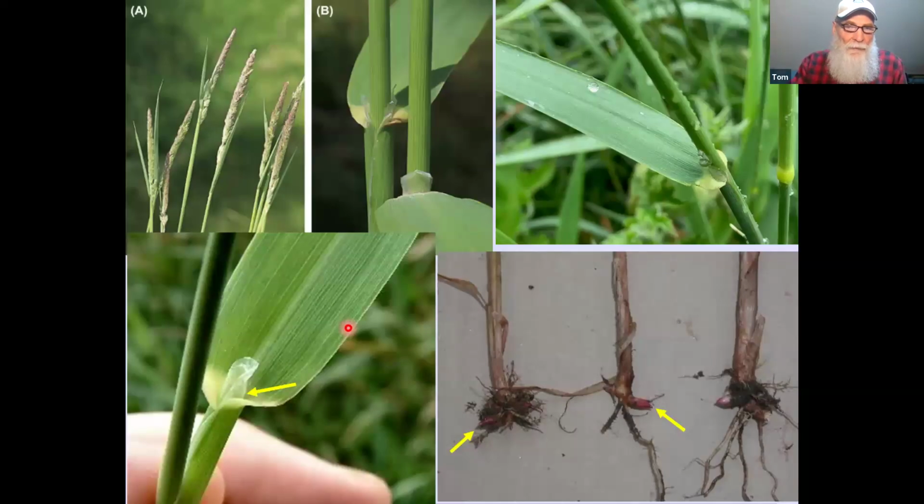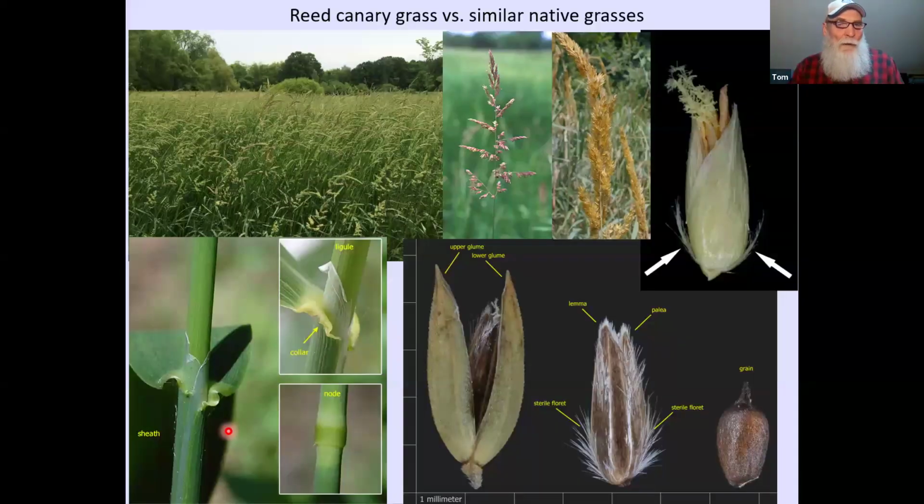Let's see, here's another slide here. This is the collar again, the area between the blade and the sheath. It's where the sheath and the blade meet. And again, in reed canary grass, this is usually fairly distinct in terms of its color, this lighter yellowish color that we're seeing here.